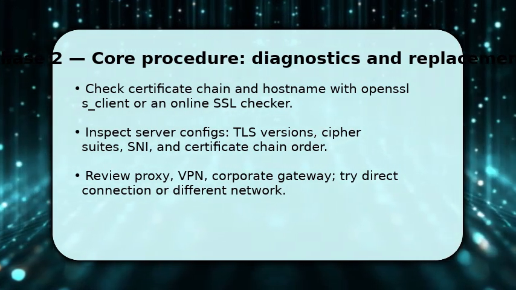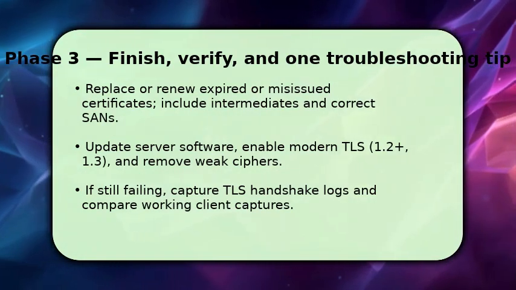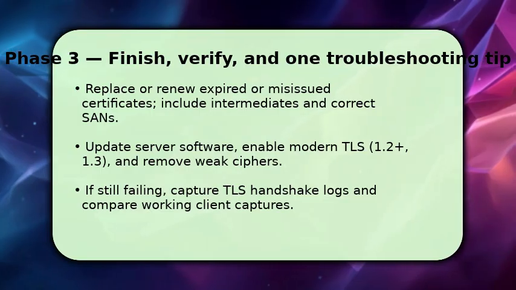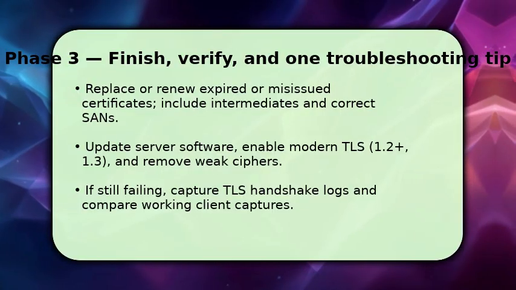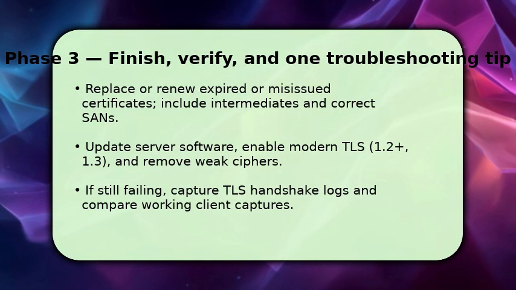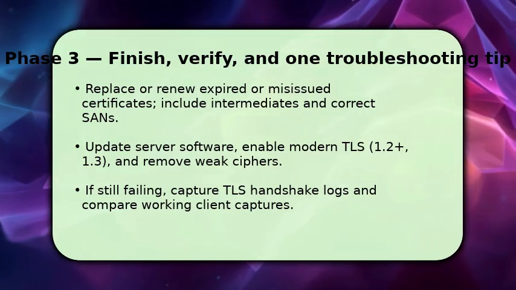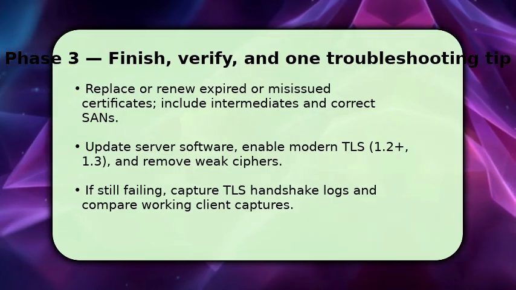To finish, update or replace any expired or misissued certificates, ensuring intermediates and subject alternative names are correct. Restart services after installing the chain. Then, update server TLS settings, enable TLS 1.2 and 1.3. Disable weak ciphers and confirm SNI is handled properly. Once done, retest from a clean client.